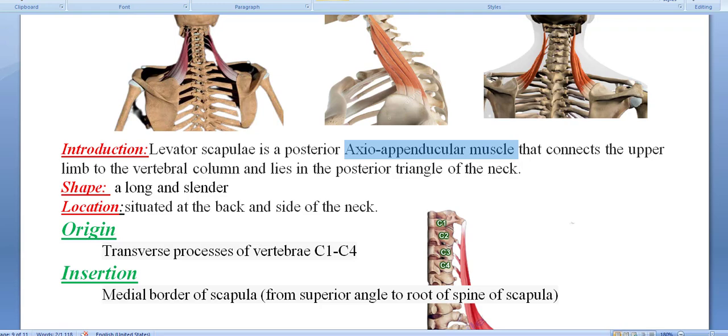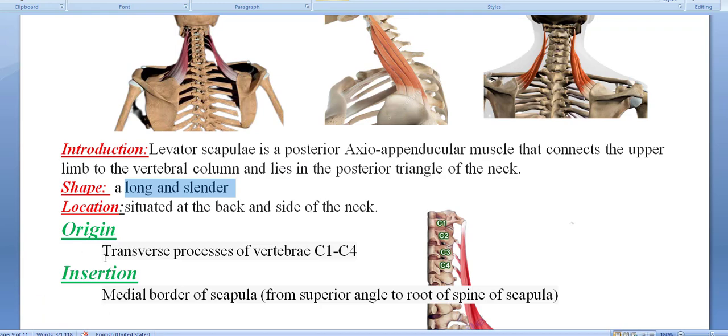So the levator scapulae muscle lies in the posterior triangle of the neck. It is an axio-appendicular muscle. It connects the upper limb to the vertebral column. It is long and slender in shape. It is situated at the back and side of the neck.